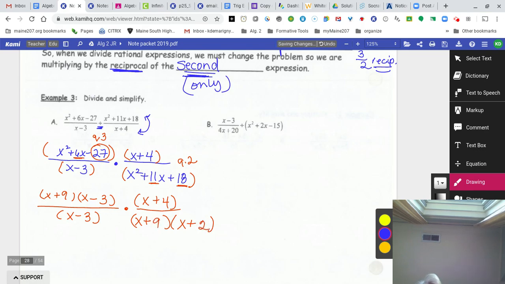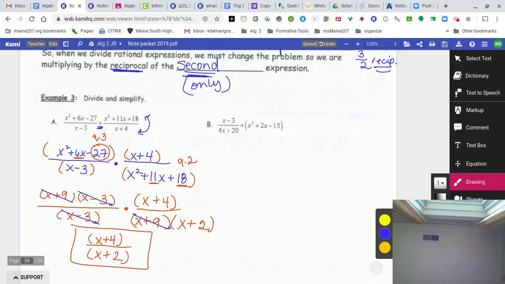Okay, now any numerator and any denominator that is exactly the same, cross them out. But only one time, remember. So here's an x plus 9, and here's an x plus 9. One at the top, one at the bottom. Here's an x minus 3, here's an x minus 3. I don't have an x plus 4 at the bottom, and I don't have an x plus 2 at the top. So therefore, my solution is x plus 4 at the top and x plus 2 at the bottom. And that is the division.